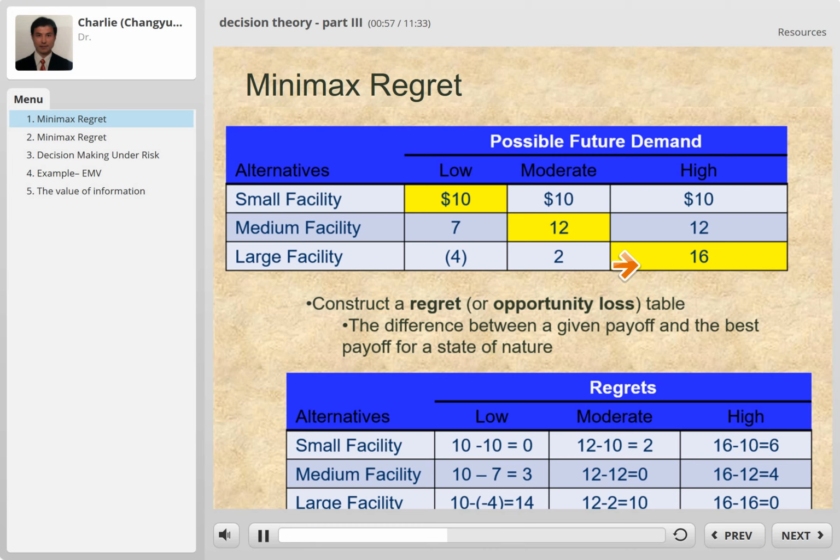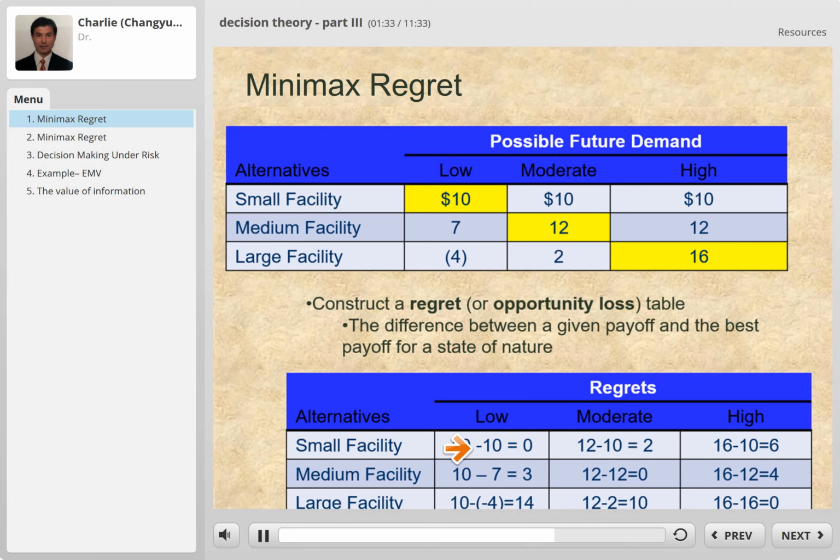Now the next step, we work still column by column. For the first column, we subtract 10 from these three numbers. So 10 minus 10 is 0. Okay, the next one, the medium facility has a $7 million payoff when the demand is low. So this is a 7, the largest is 10. So 10 minus the 7 equals 3.